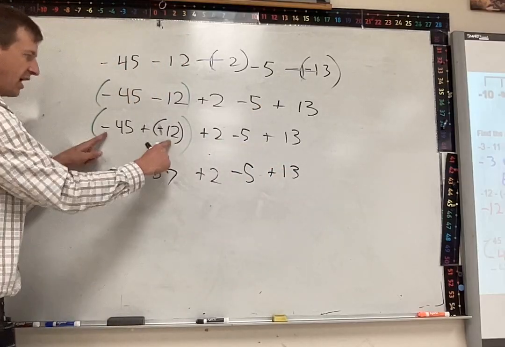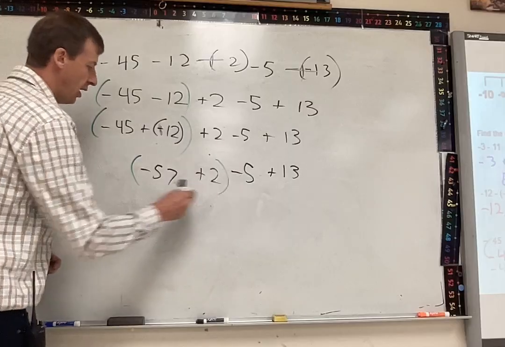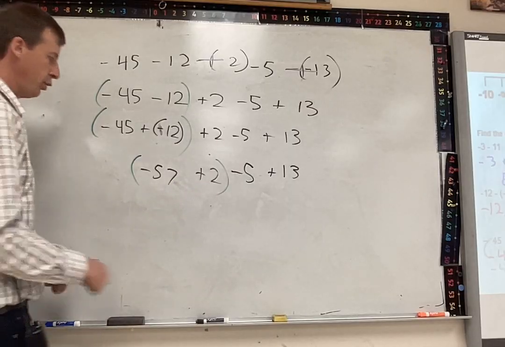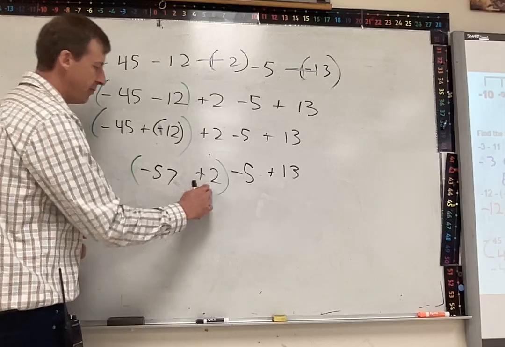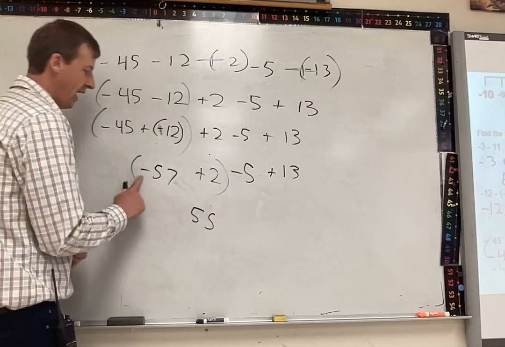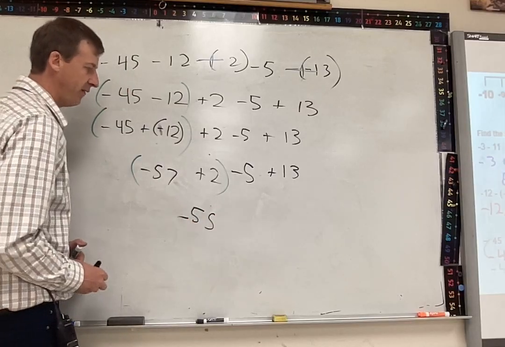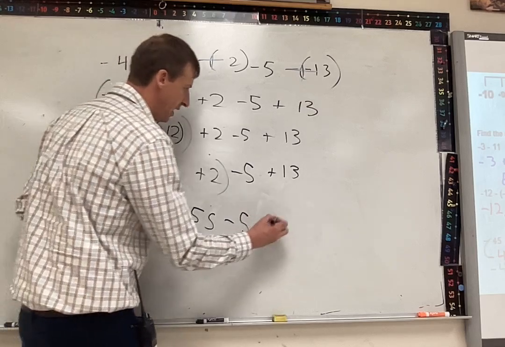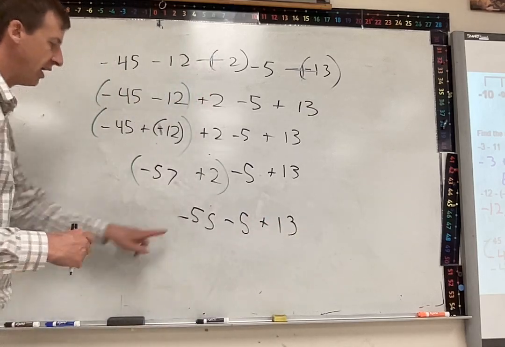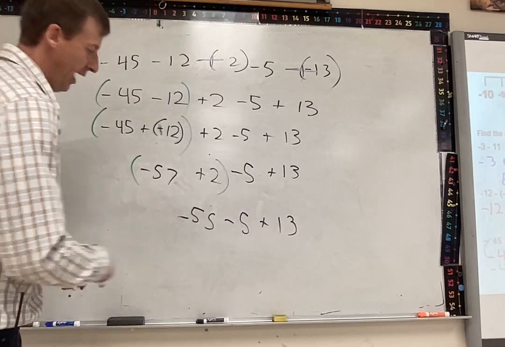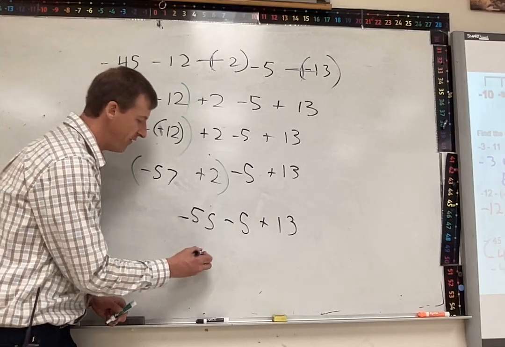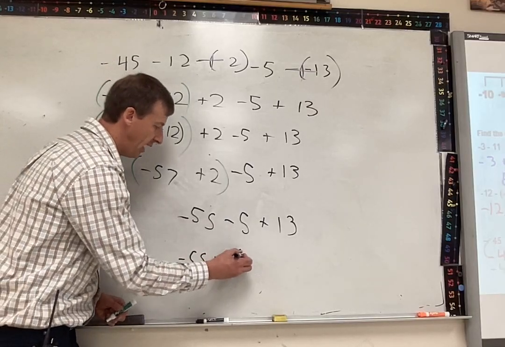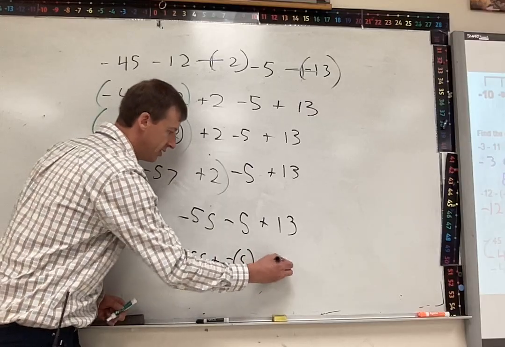All right. Once I've got these two solved, then I go to the next two numbers. Negative 57 plus 2. Those are opposite signs, which means I do subtraction. 57 minus 2 is 55, and I have more negatives than positives, so it's a negative 55. Everything else just comes down along for the ride. Now I've got negative 55 minus 5. I don't like having minus 5. I'm going to use the additive inverse, so it's going to change to negative 55 plus negative 5 plus 13.